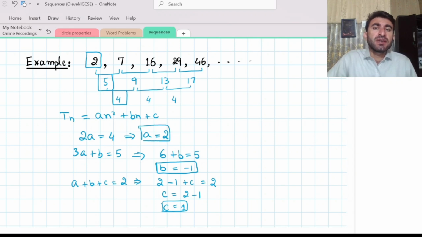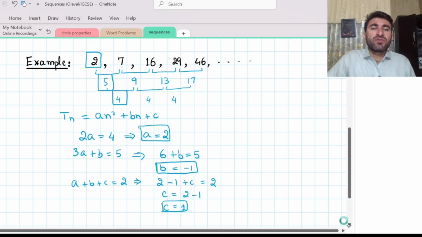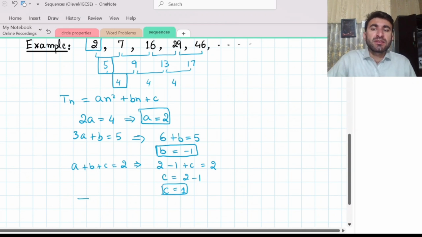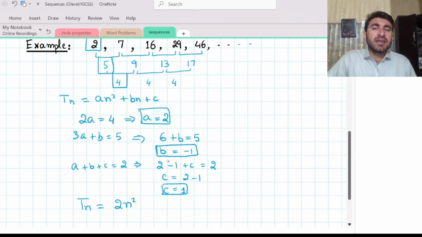replace them back in the expression. So the nth term formula now becomes Tn equals 2n squared. Then it was plus bn, and b is minus 1, so it will become minus n, plus c, it is 1. So this is the nth term formula for the sequence given with the terms 2, 7, 16, 29, 46, and so on. So this was the alternate method to calculate the nth term formula for the sequence.